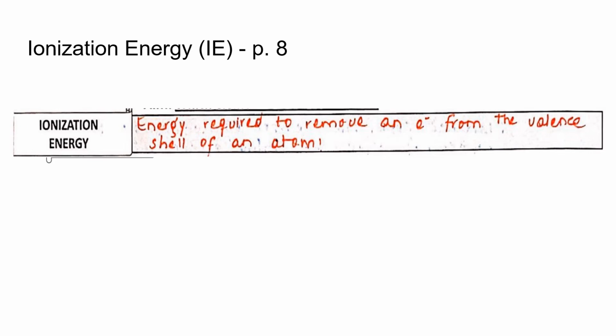So this is the energy required to remove an electron from the valence shell of an atom, because this is the first step for any atom to go ahead and react. So if a lot of energy is required to remove an electron from an atom, that atom is most likely not going to be so reactive.